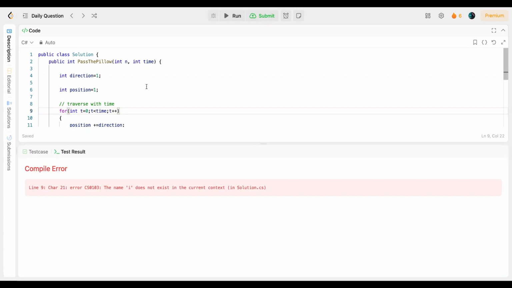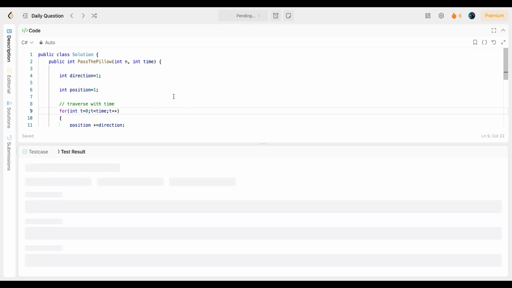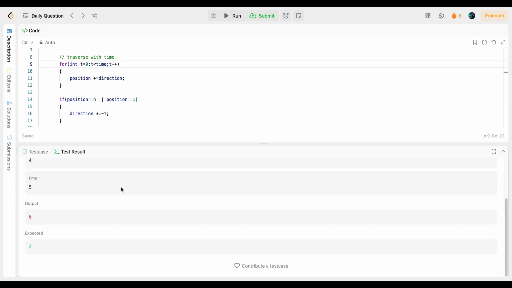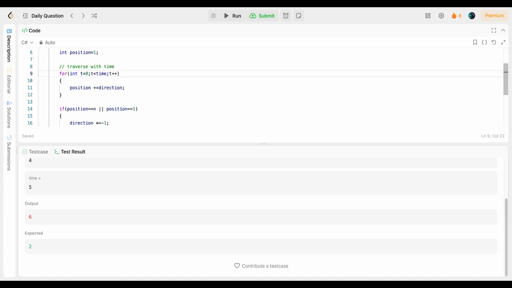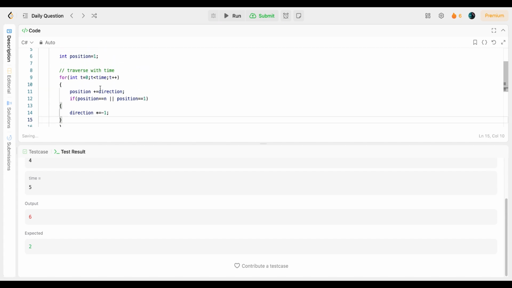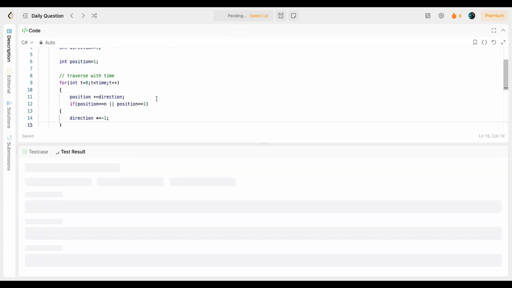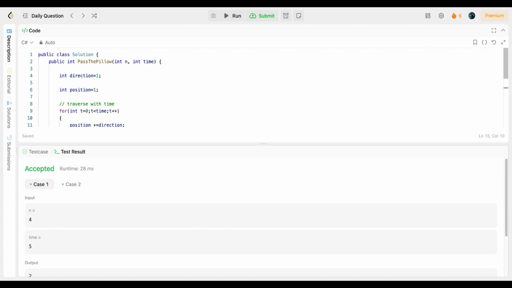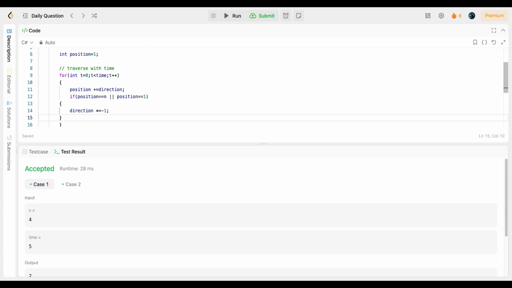Sorry, I always declare the variable as i, so I think there is a mistake which I made here, but I think that should be fine. The mistake which I made is that it should be in the for loop, right? I don't know why it came out of the for loop. So that is wrong. Right. So this is very straightforward. If you go ahead with the direction and capture the position by traversing with the time and updating the direction accordingly, it will give the final position of the pillow.